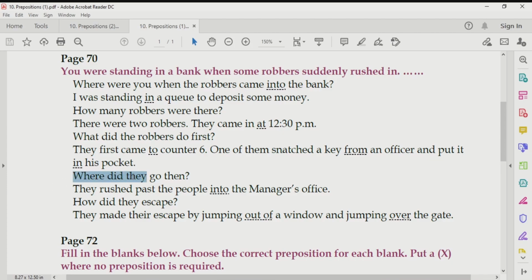Next one. Where did they go then? They rushed past the people into the manager's office. The same example comes over here as well because the word over here is rushed. And I told you that rushed is not in a slow manner, it is very fast, very hurriedly. They rushed past the people. That means there were many people in the bank, but they made their way through or past into the manager's office.